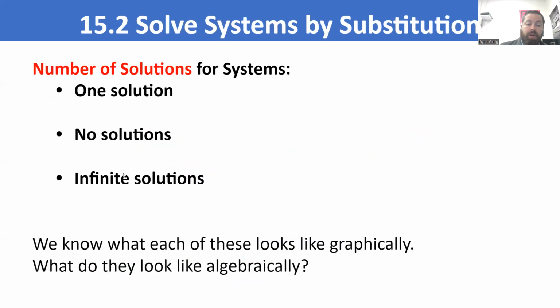Okay. A little reminder here for systems, just systems in general. We talked about this at the end of lesson 1. You could have one solution, no solutions, or infinitely many solutions. We know what each of these looks like graphically. What do they look like algebraically? Okay, so a reminder, one solution is if they intersect, slopes are different. No solutions if they're parallel, so the slopes are the same, but the y-intercepts are different. And infinite solutions are the lines are the same, so same slope and same y-intercept.